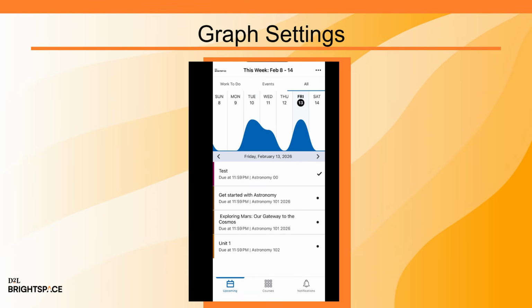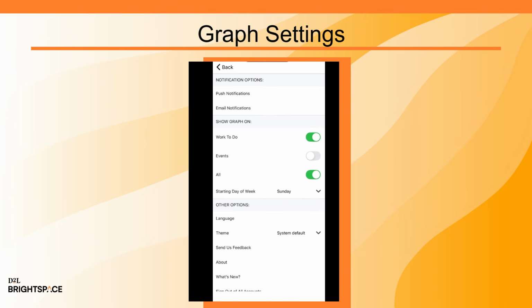To change the graph settings, tap Settings, then tap Graph Settings. Toggle the types of events you want to display or customize the starting day of the week. To return to Settings, tap Back.